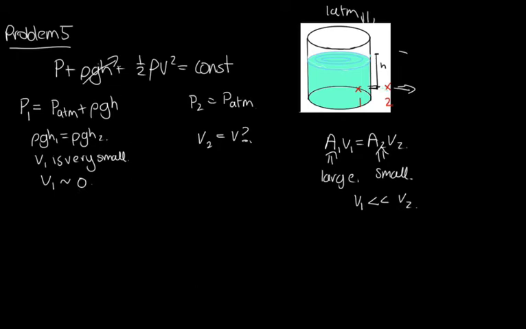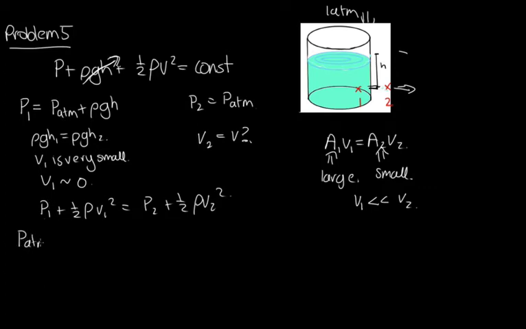So now what we need to do is substitute everything into this equation. We're going to ignore this term here because 1 and 2 are at the same height above ground level. So we've got P1 plus a half rho V1 squared is equal to P2 plus a half rho V2 squared. And now we'll substitute everything in.